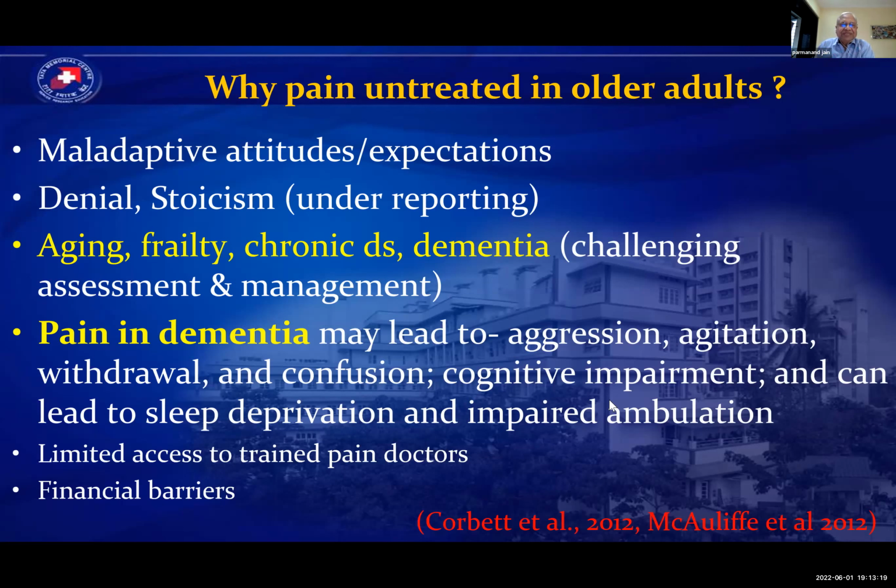So these are challenging assessment and management plans. You have to go very slow in your communication with them. You have to come down to their level of slowness. Pain and dementia lead to aggression, agitation, withdrawal, confusion. And you have to actually look for all these things.